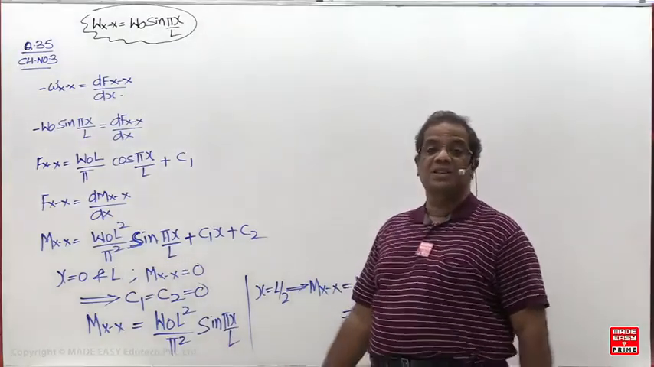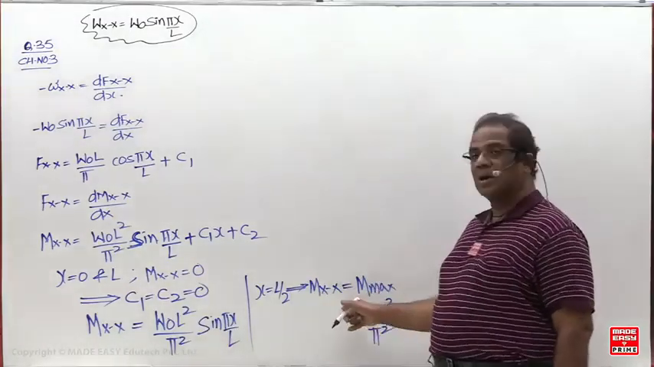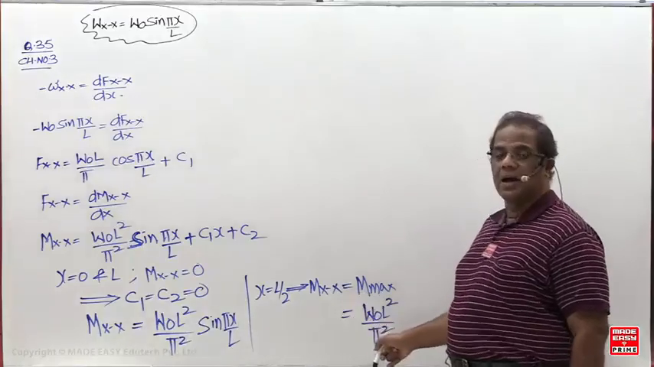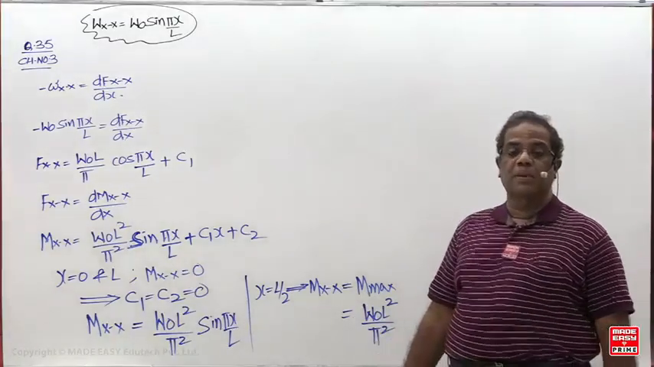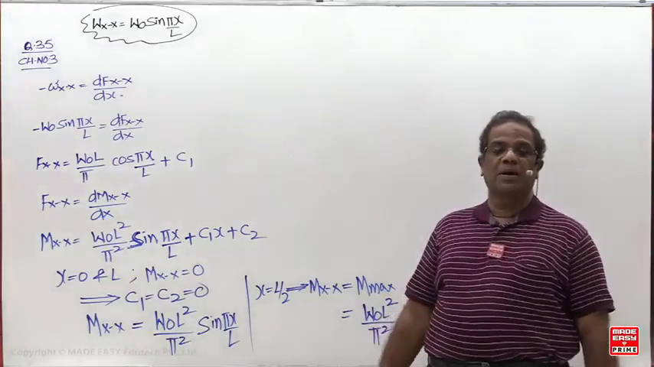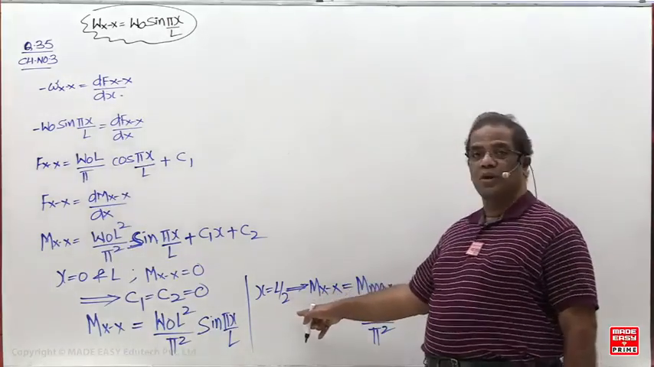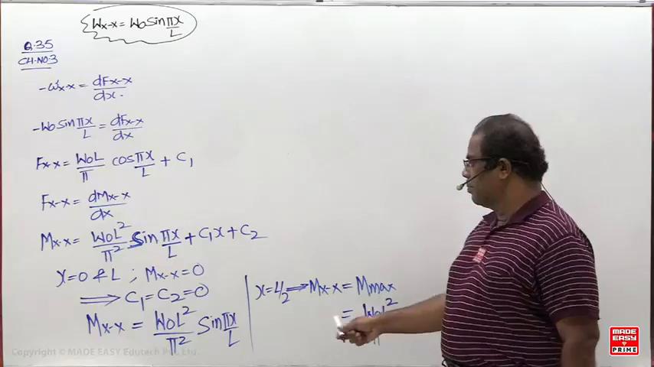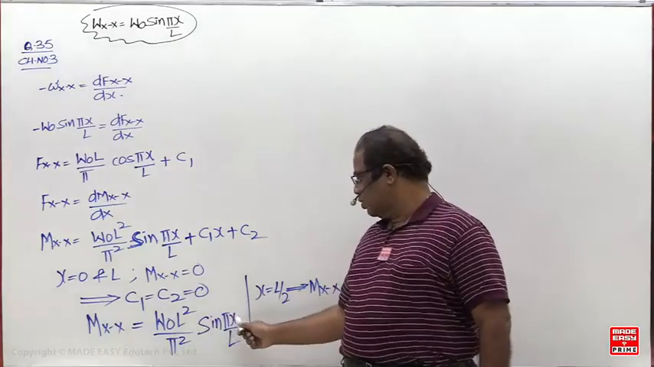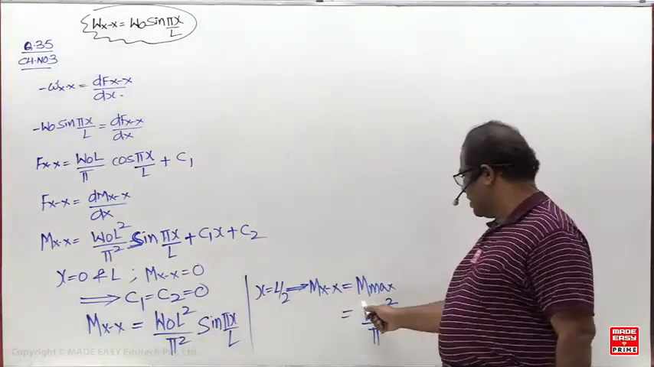And the given condition is a symmetric condition. With symmetric loading on a simply supported beam, the bending moment is always going to be maximum at the midspan. So it asks for the maximum bending moment: x is equal to L by 2, bending moment is M max. So put x equal to L by 2.